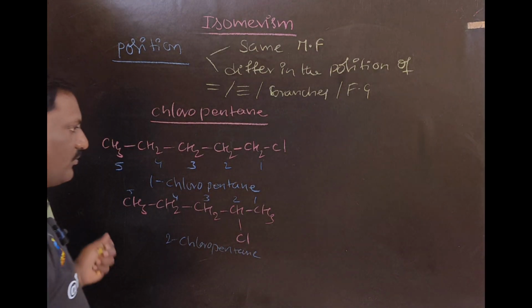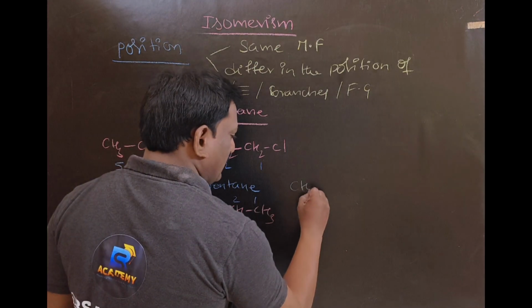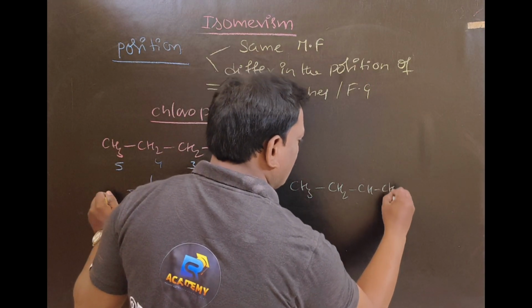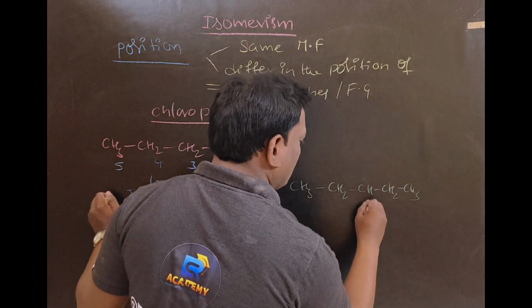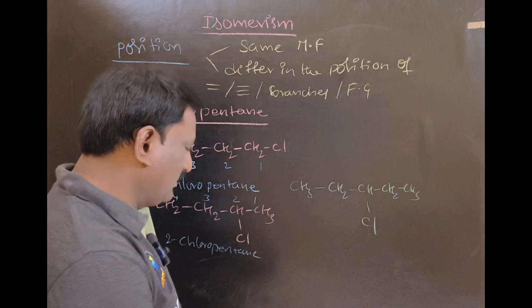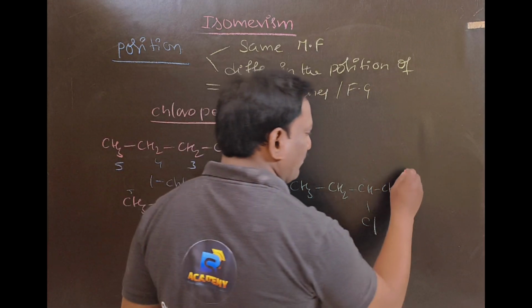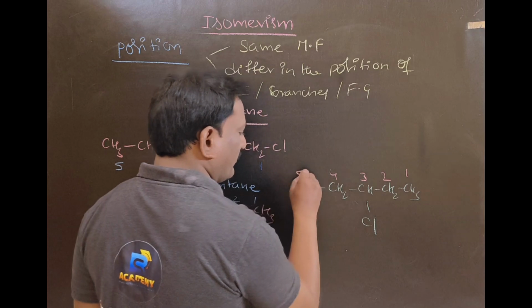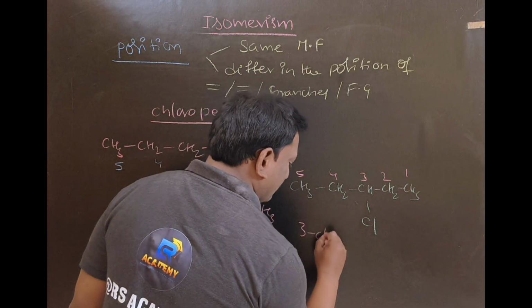So I would like to draw one more structure: CH3, CH2, CH, CH2, CH3, with Cl on the middle carbon. This is called 3-chloropentane. 1, 2, 3, 4, 5. 3-chloropentane.